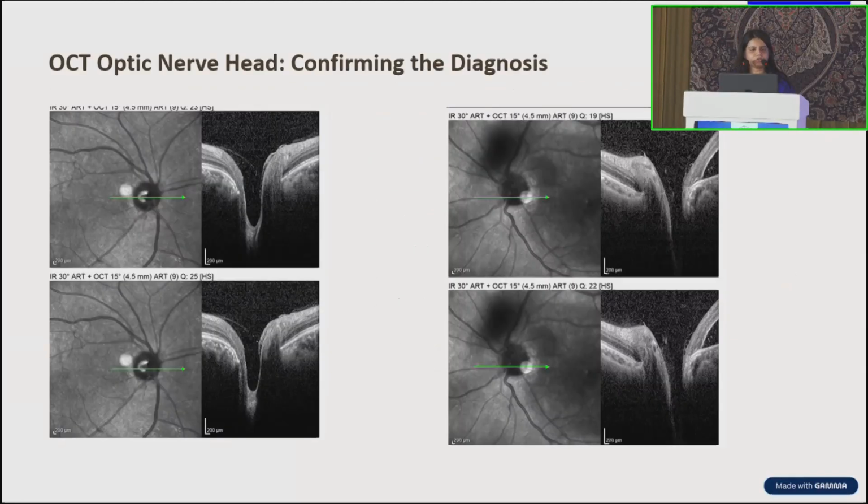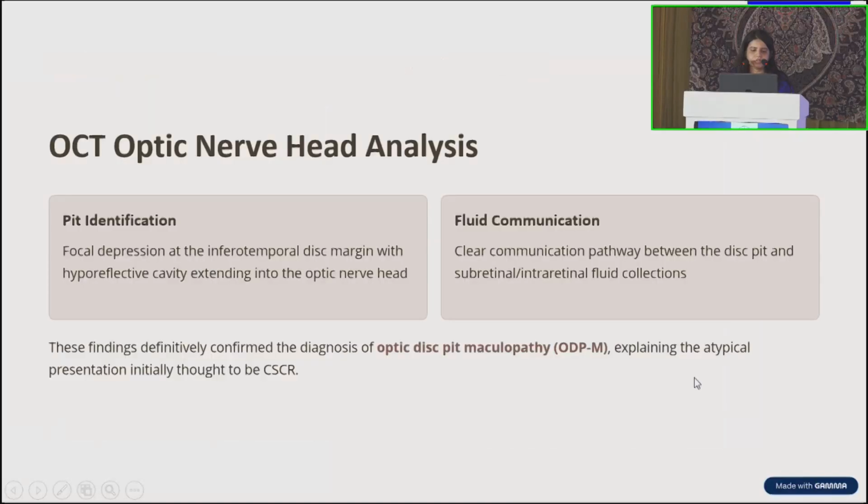So we advised OCT optic nerve head, and we can see the optic disc pit over here. The findings were a focal depression at the inferotemporal disc margin with a hyporeflective cavity extending into the optic nerve head, and there was a clear communication pathway between the optic disc pit and the subretinal or intraretinal fluid collections. These findings confirm the diagnosis of optic disc pit maculopathy, explaining the atypical presentation initially thought to be central serous chorioretinopathy.